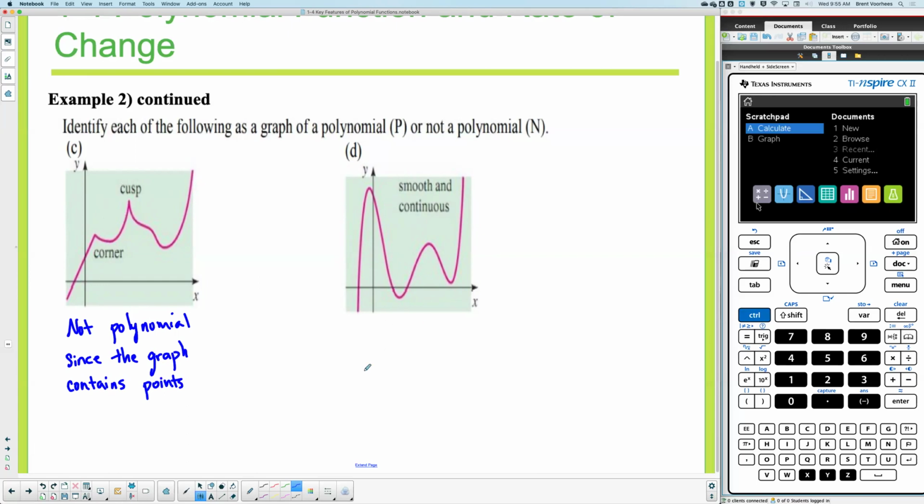Okay, what about the last one? Polynomial, not polynomial? This is polynomial. Why is it polynomial? It's no breaks, no sharp edges. Polynomial.